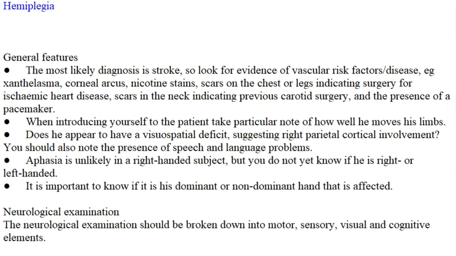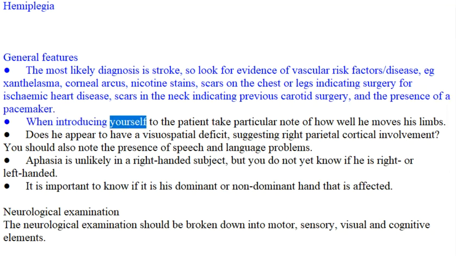Hemiplegia. General features. The most likely diagnosis is stroke, so look for evidence of vascular risk factors/disease, e.g. xanthelasma, corneal arcus, nicotine stains, scars on the chest or legs indicating surgery for ischemic heart disease, scars in the neck indicating previous carotid surgery, and the presence of a pacemaker.